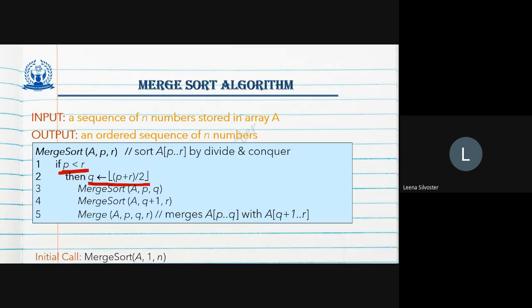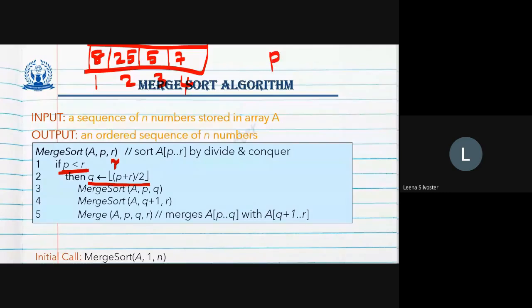Suppose the list is like this: 1, 2, 3, 4. So P is 1, R is 4. Initial index is 1 and R is 4. You cannot take P equal to 4 and R equal to 1.